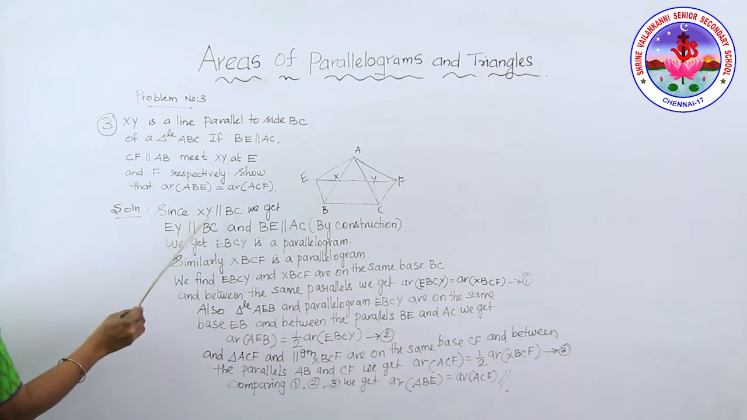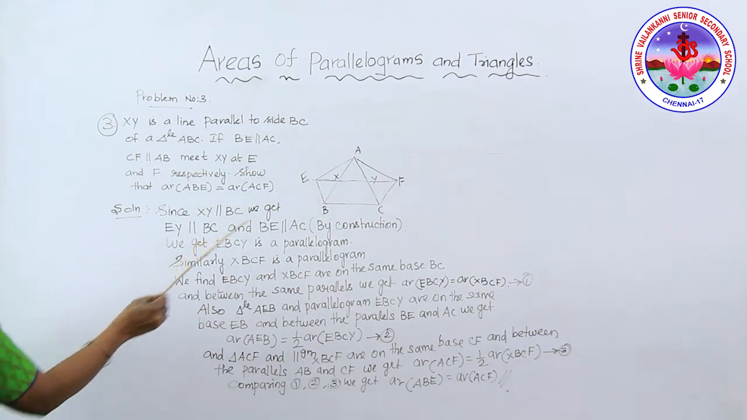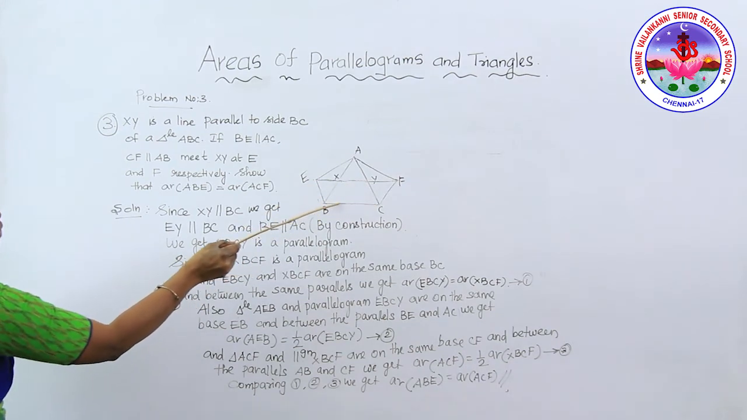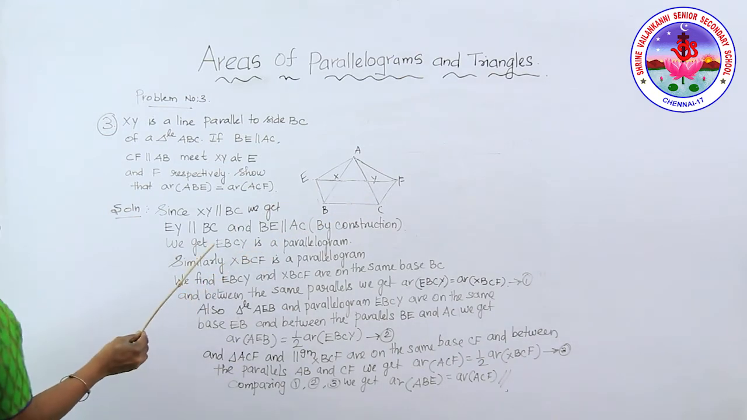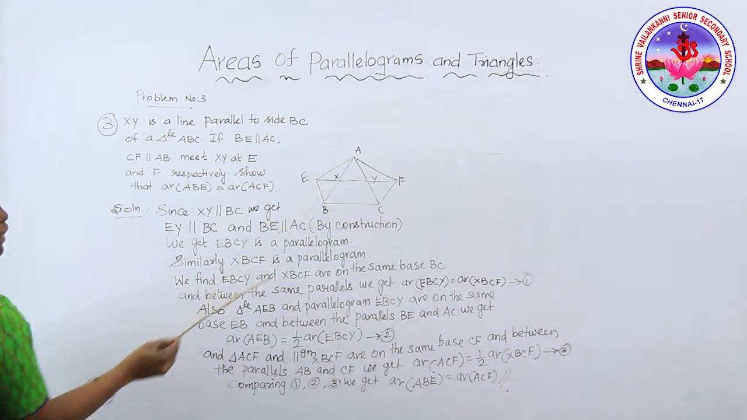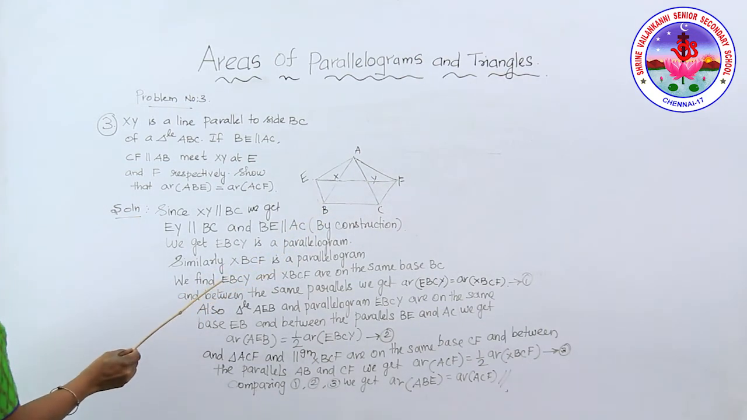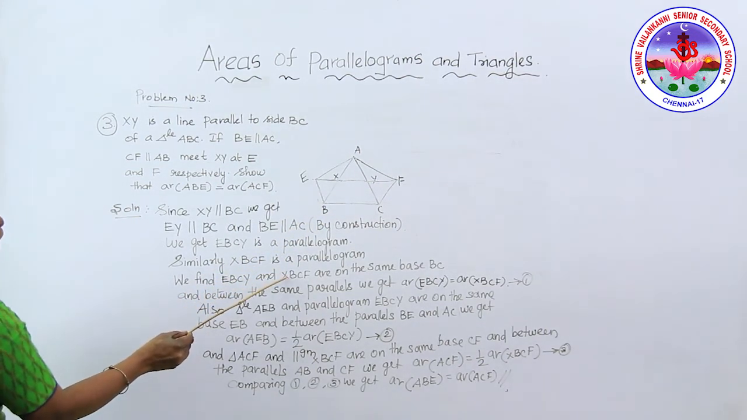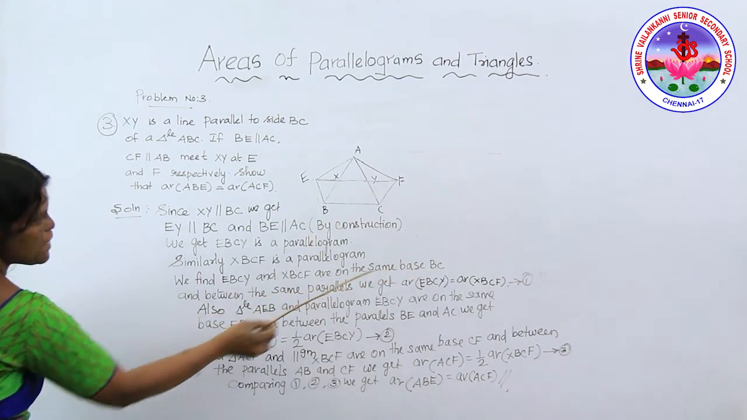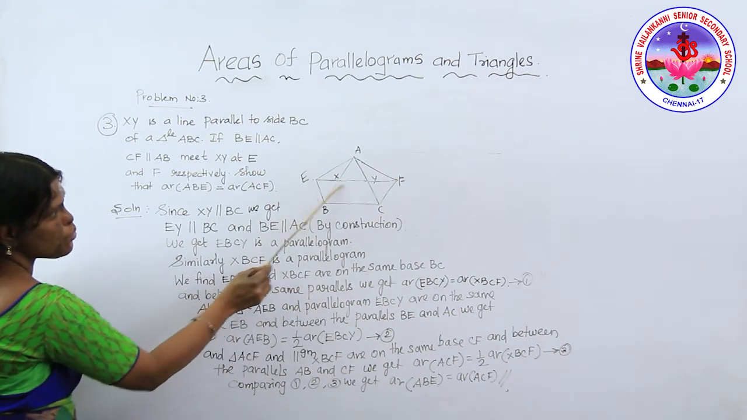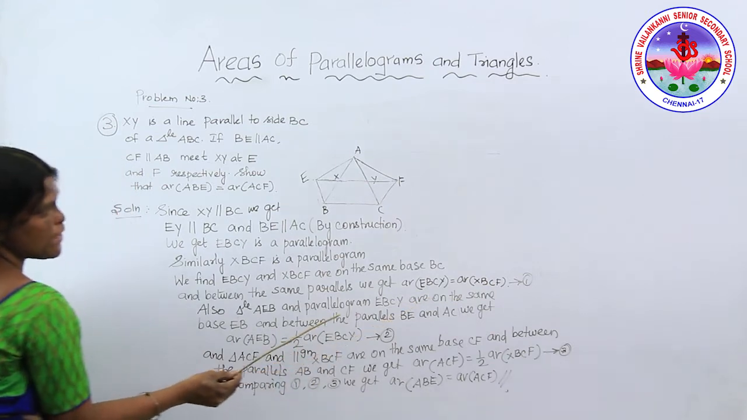So I have written everything. XY parallel to BC, EY is shown as parallel to BC and BE is shown as parallel to AC. So EBCY is a parallelogram. Similarly, XBCF, as I said, is a parallelogram. Now we find that EBCY and XBCF, the two parallelograms, have the same base and are between the parallels. So those areas of the two parallelograms will be equal, calling this equation 1.